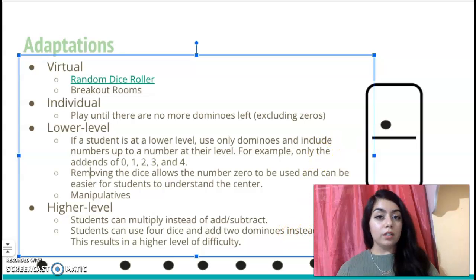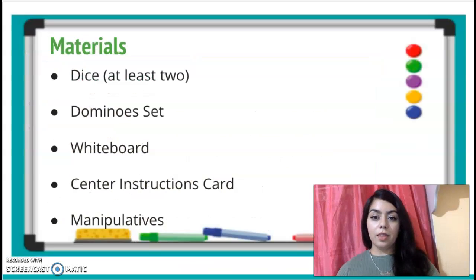And instead of one domino, two dominoes can be used to represent the four dice. So 1, 2, and then another domino, 1, 2. So overall, it would be a higher level of difficulty. And the materials used are the dice, at least two.